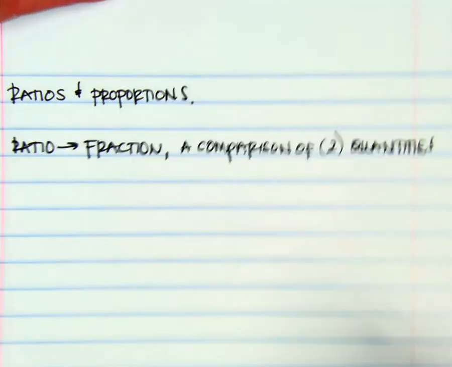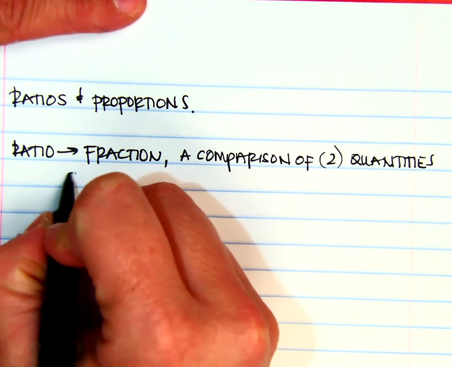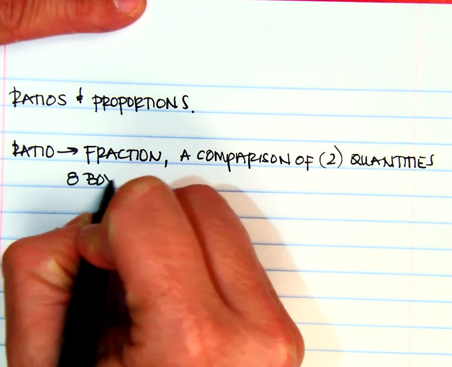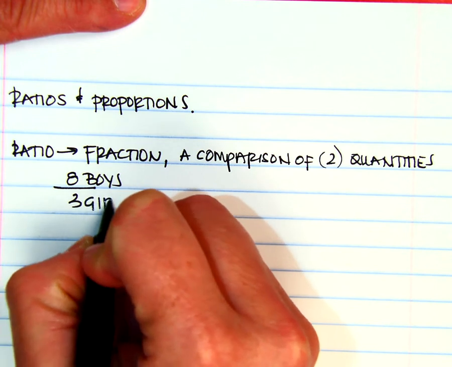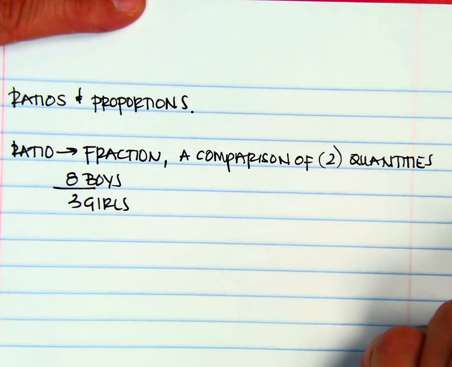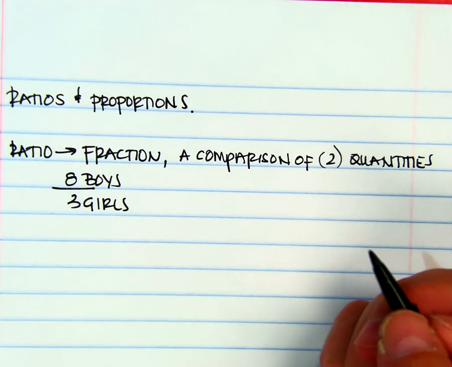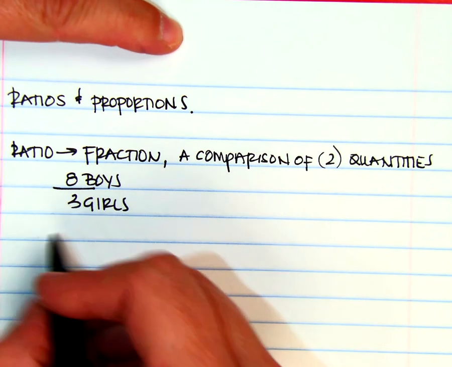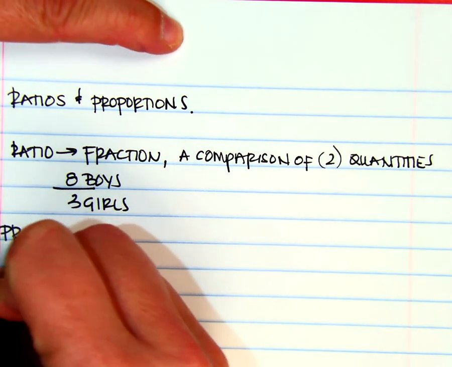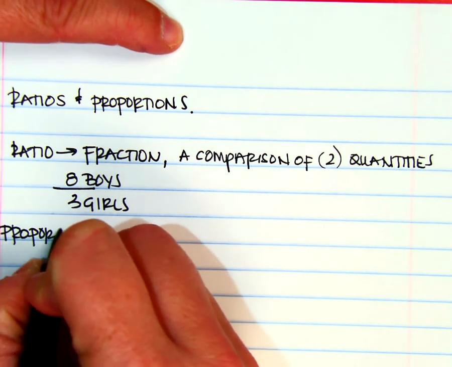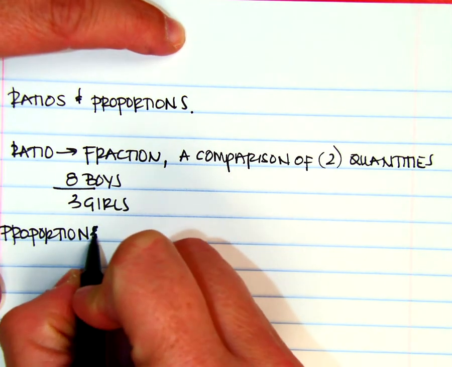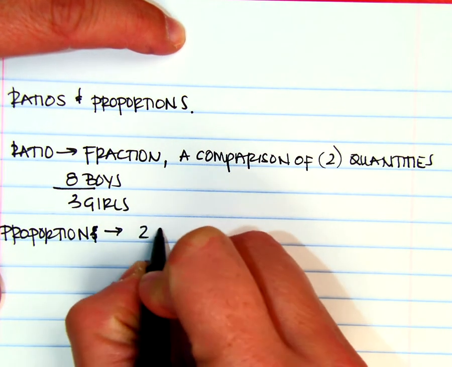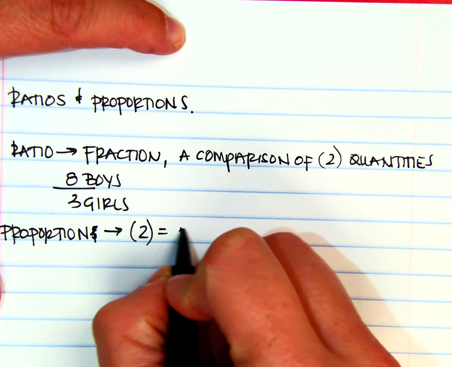So if you were comparing two items, there are 8 boys to every 3 girls. Okay, that is a ratio. A proportion, by definition, is 2 equal ratios.